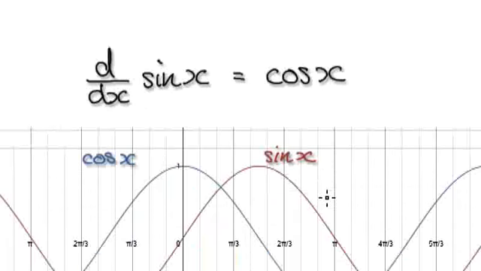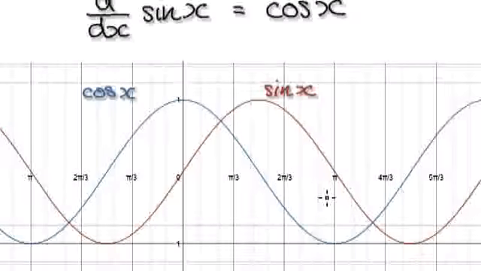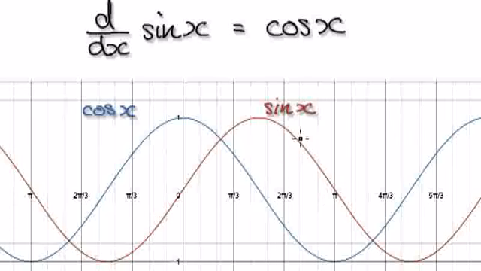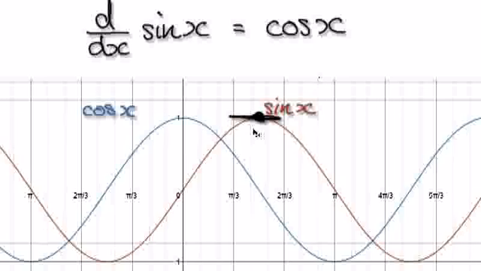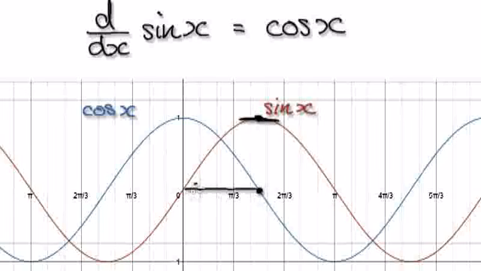So when you look at the graph here, look at the red line. The red line is sine of x. The blue line is cos of x. Now, looking at the red line, the sine of x graph, when you are here, you can see that the gradient is 0. And look at the blue line here, it is 0. So the gradient here is 0.